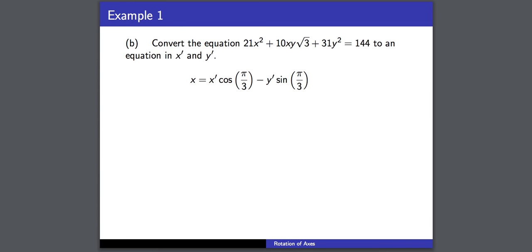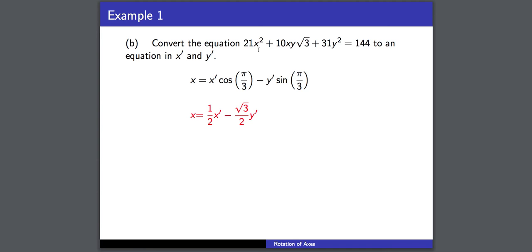So first up, our x coordinate for our original is x prime times the cosine of pi over 3, because again we're rotating pi over 3 from example 1a, minus y prime times the sine of pi over 3. So cosine of pi over 3 is a half, sine of pi over 3 is radical 3 over 2, so x is going to equal 1/2 x prime minus radical 3 over 2 times y prime.